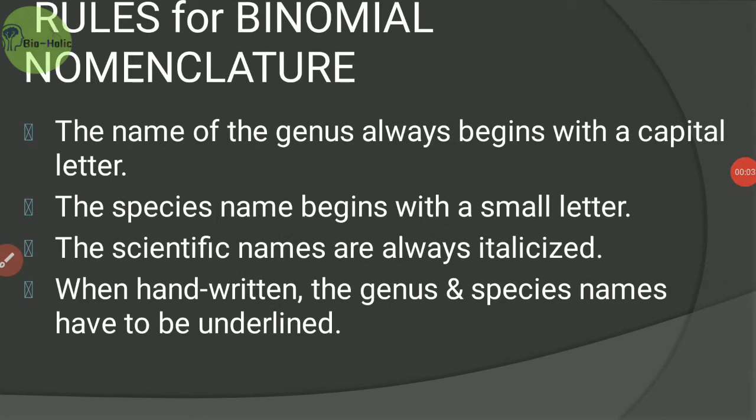Now the rules for writing binomial nomenclature. There are some rules which are always followed, which mainly help you when you are writing a research paper as well. First of all, the name of the genus always begins with a capital letter. Secondly, the species name begins with a small letter. Thirdly, scientific names are always italicized. And fourthly, when handwritten, the genus name and species name have to be underlined. Clear?